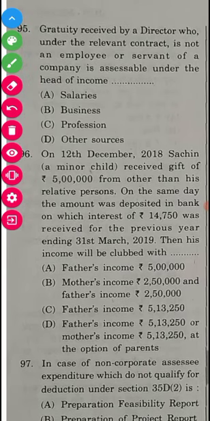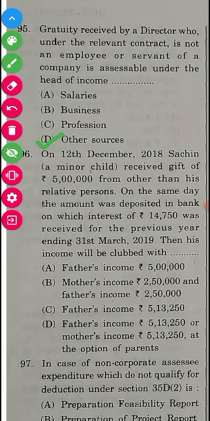Gratuity received by a director who under relevant contract is not an employee or servant of a company is taxable under the head of income under other sources. So this will come under other sources. Option D is the correct answer. So coming to question number 96.